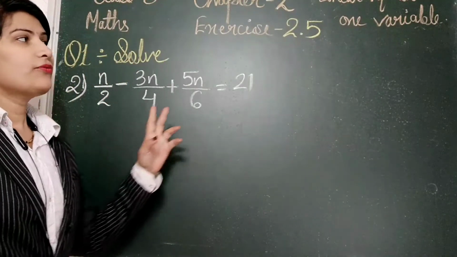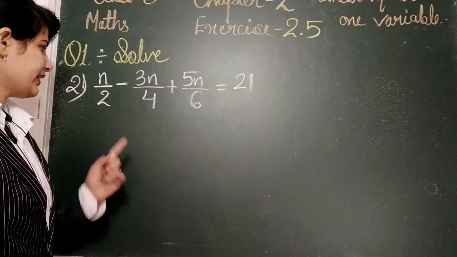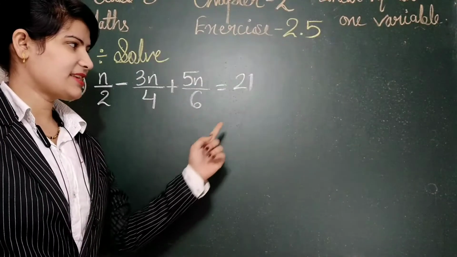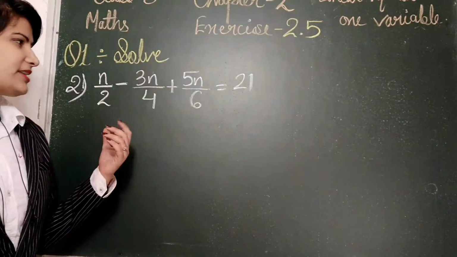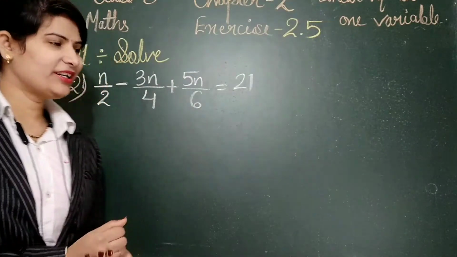Number 2 from exercise 2.5. Okay, the question I am reading: n/2 − 3n/4 + 5n/6 = 21, right? So it seems a little bit different, but not difficult.